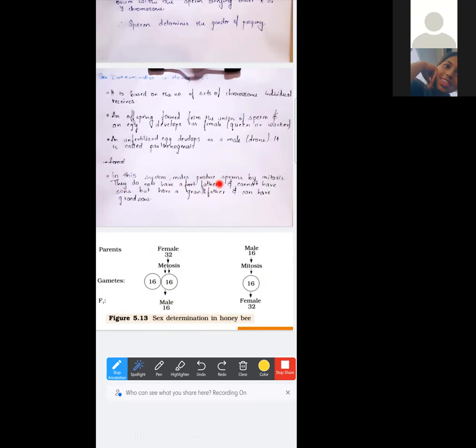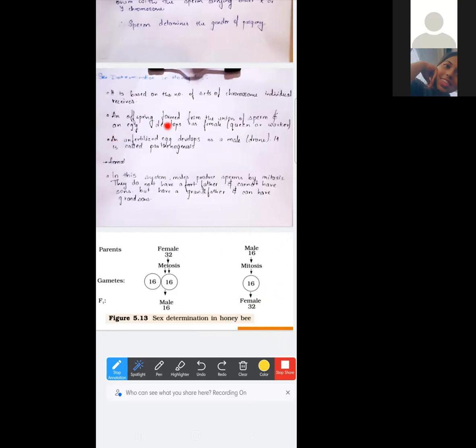In this system, males produce sperm by mitosis. They do not have a father. We know the female produces the male, and males cannot give rise to males. So males do not have a father, and they also cannot have a son. So they have daughters. But they have grandchildren and a grandfather. The female produced by this male will have another male. Therefore, this is the grandfather and this is the grandchild which will be produced.